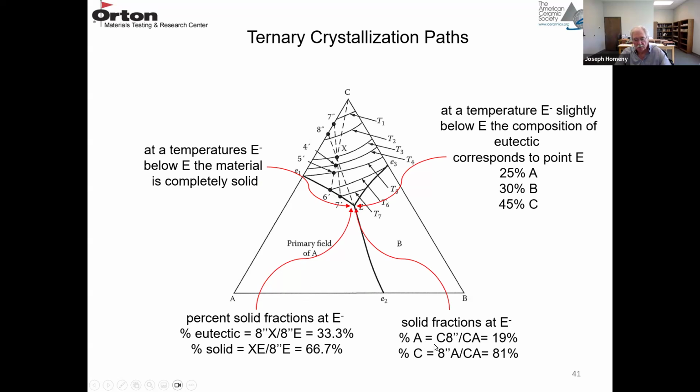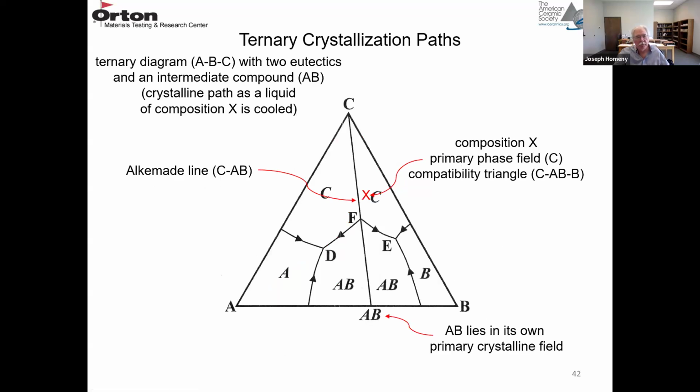And then the solid fractions of this portion here, percents A and C, are given on this side of the phase diagram. So the percent A is 8 double prime C over CA, or about 19%. And the percent solid C is 8 double prime A over CA, or about 81%. So that's a complete description of a crystallization of this composition X in phase field C, as it follows this crystallization path from X to 6' to E. So you can get a lot of this information off of these phase diagrams if you go through all those lever rule calculations.